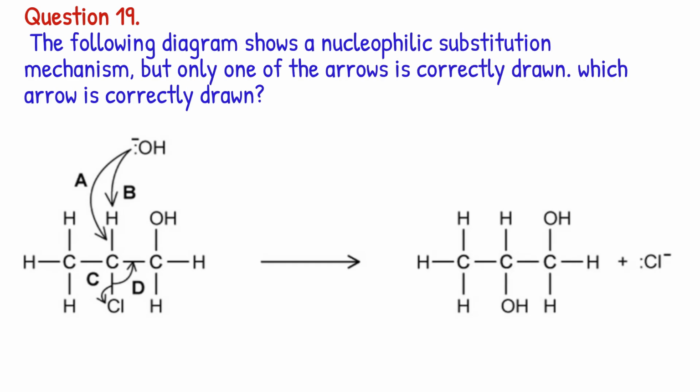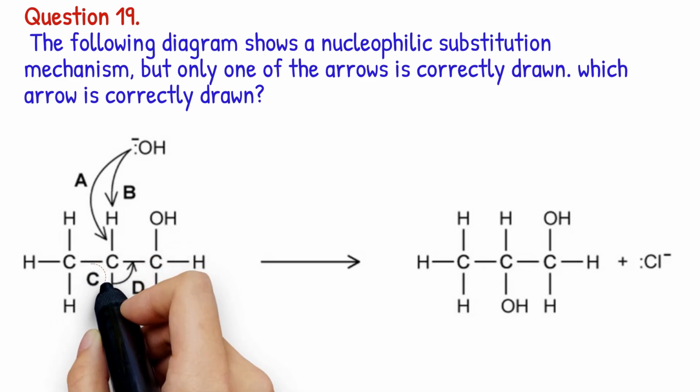Question 19. The following diagram shows a nucleophilic substitution mechanism, but only one of the arrows is correctly drawn. Which arrow is correctly drawn? The correct answer is C.